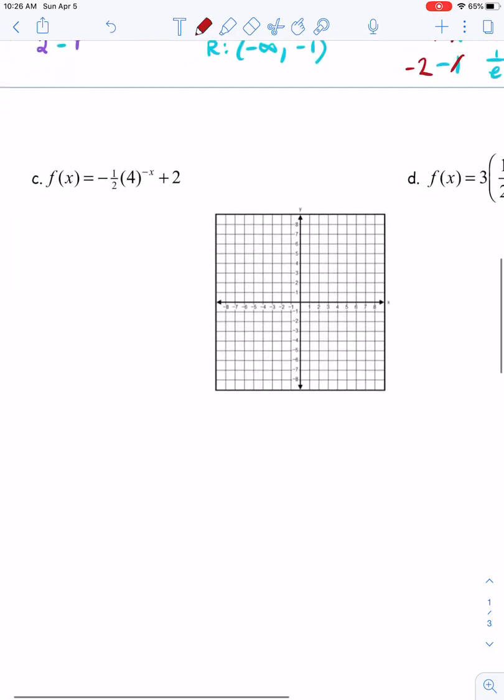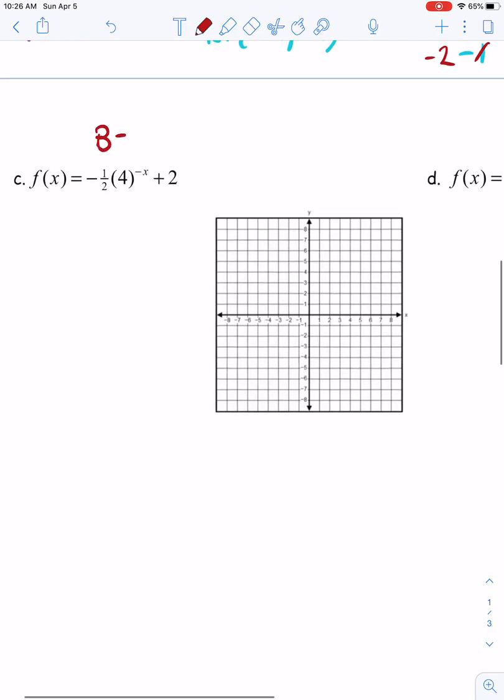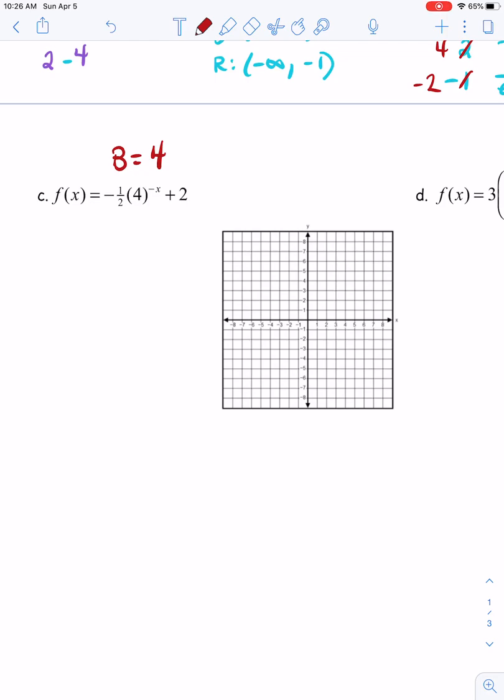So in this problem, what is our base? Our base is 4. Okay, and so now I need to list out my transformations. Well, the first thing I see is a negative, so that means I've been reflecting over the x-axis. The second thing I see is a 1/2, so that is a vertical compression. Then I see a negative in my exponent, so that means I've reflected over the y-axis. And then I see that +2, so that means I've gone up 2 units.